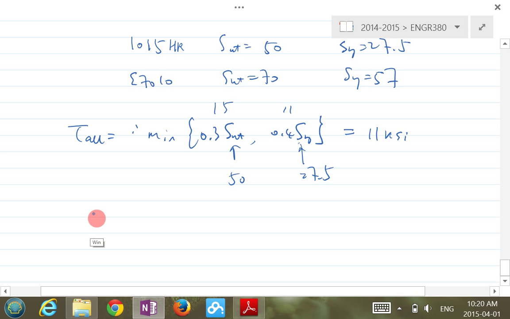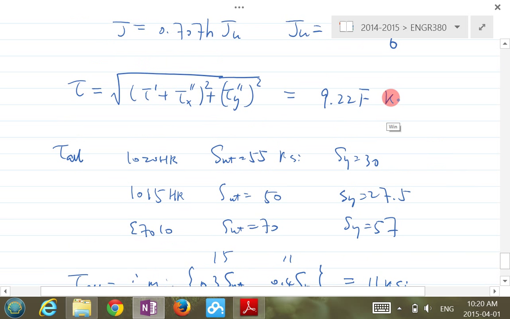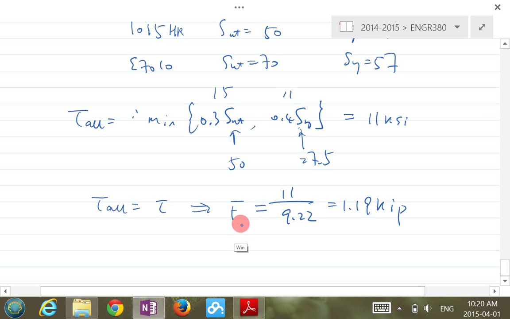Let's say then you compare your allowable equal to the tau. You solve for F, and you get 11 over 9.22, which is 1.19 kip. One kip is 1,000 pounds force. I should note that the result coming out of here is in KSI. So that's the way you solve this. This is more of an analysis, or you can still call it design, finding a proper F here. I'll use another example next lecture to show you how to find the H based on the given conditions as a design part.